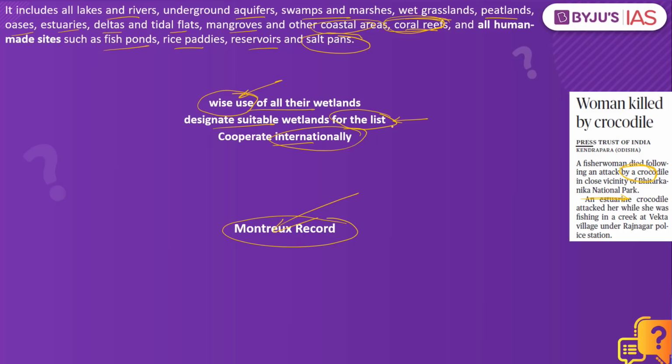So what happens? A list will be present in that particular country, and out of this list, if a site is undergoing a lot of changes which is going to have a negative impact, that will fall under what is called the Montreux record.